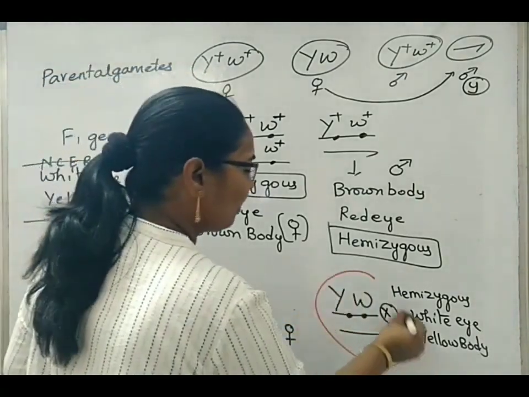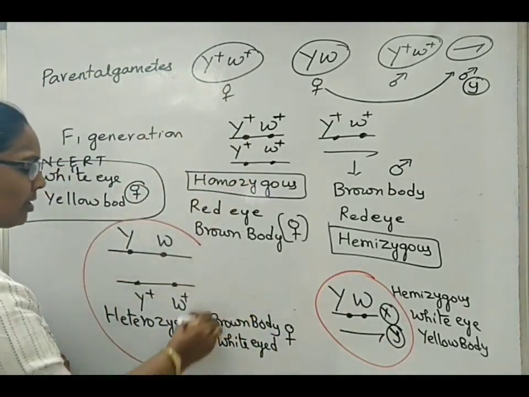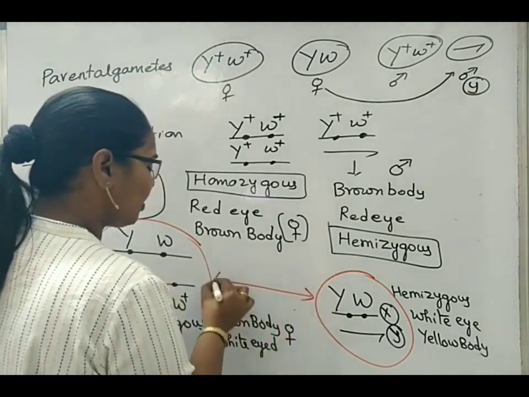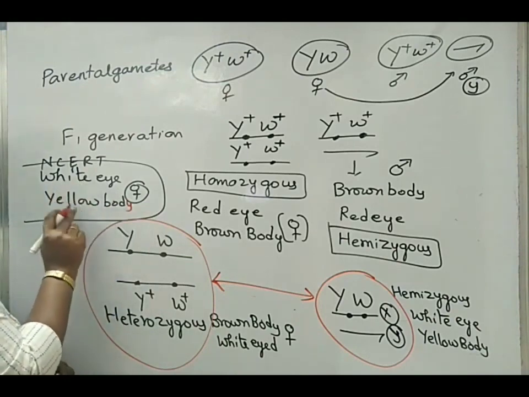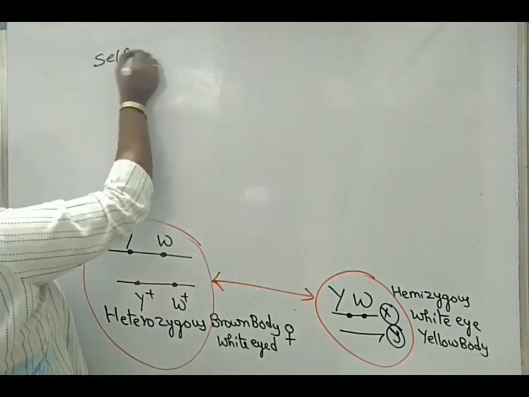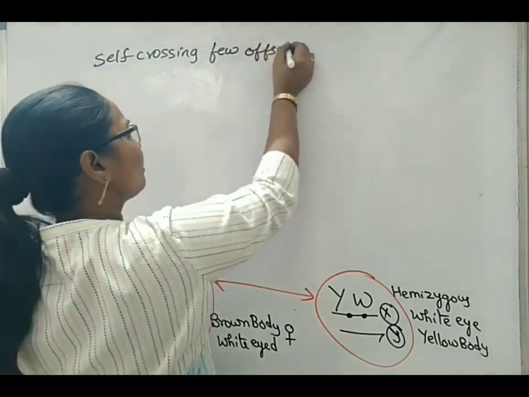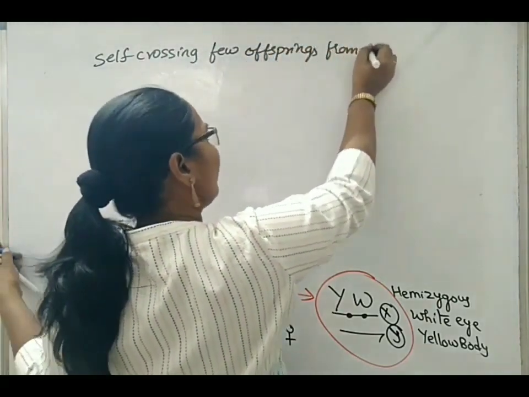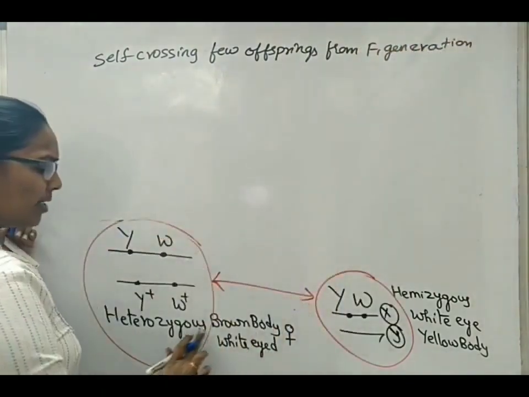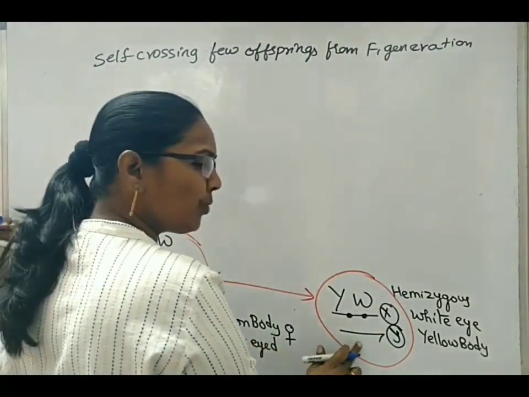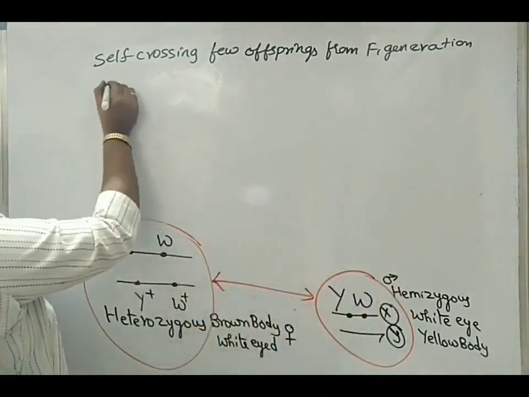We have here a male Drosophila with white eye and yellow body, and here we have a heterozygous female. Let's cross these two and check whether we get a white-eyed yellow body female or not, according to your NCERT textbook. Crossing few offspring from the F1 generation. So let's take the heterozygous brown body white-eyed female and cross it with the white-eyed yellow body hemizygous male. This is the male. So let's cross that.